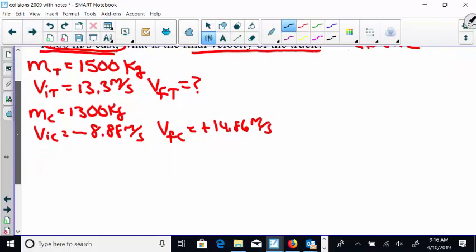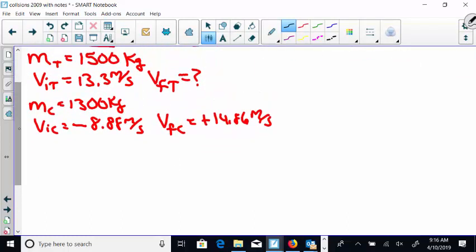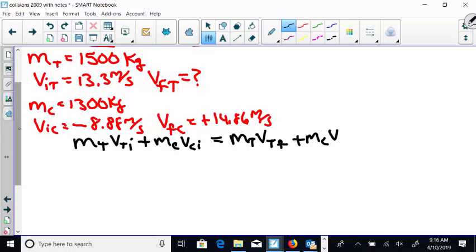So then, because this is an elastic collision, our equation becomes: you can use M1 or you can use what they are. So the mass of the truck times the velocity of the truck initial, plus the mass of the car times the velocity of the car initial, should equal the mass of the truck times the velocity of the truck final, plus the mass of the car times the velocity of the car final. Now, we are looking for the final velocity of the truck.